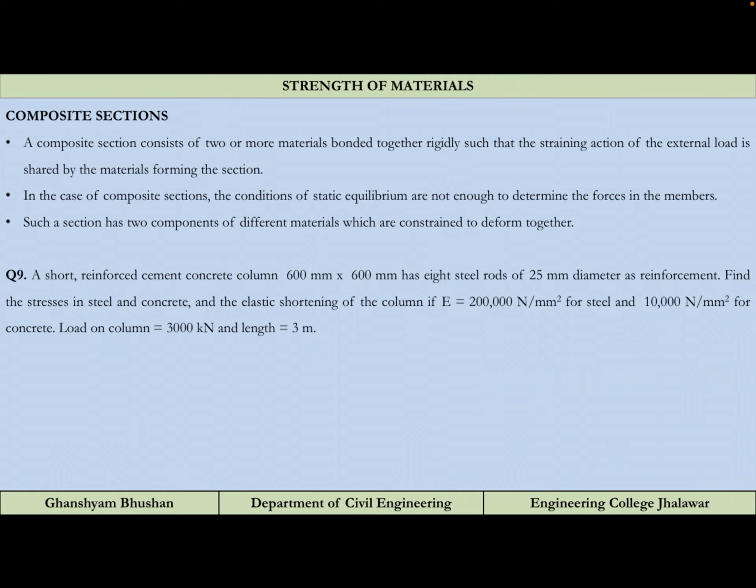A short reinforced cement concrete column, that is a square column 600 by 600 mm, has 8 steel rods of 25 mm diameter as reinforcement. Find the stress in steel and concrete and the elastic shortening of the column, if E for steel is 200 GPa and for concrete it is 10,000 N/mm², or 10 GPa. The load on the column is 3000 kilonewton and the length is given as 3 meters.